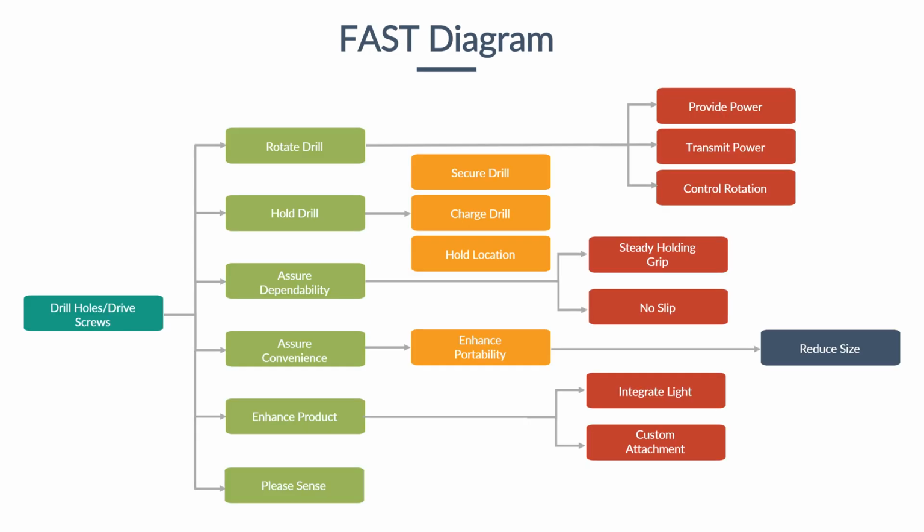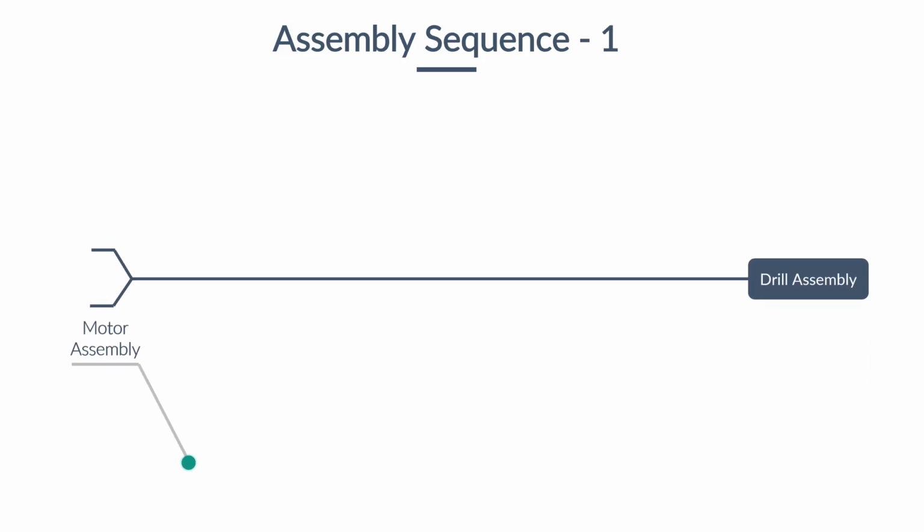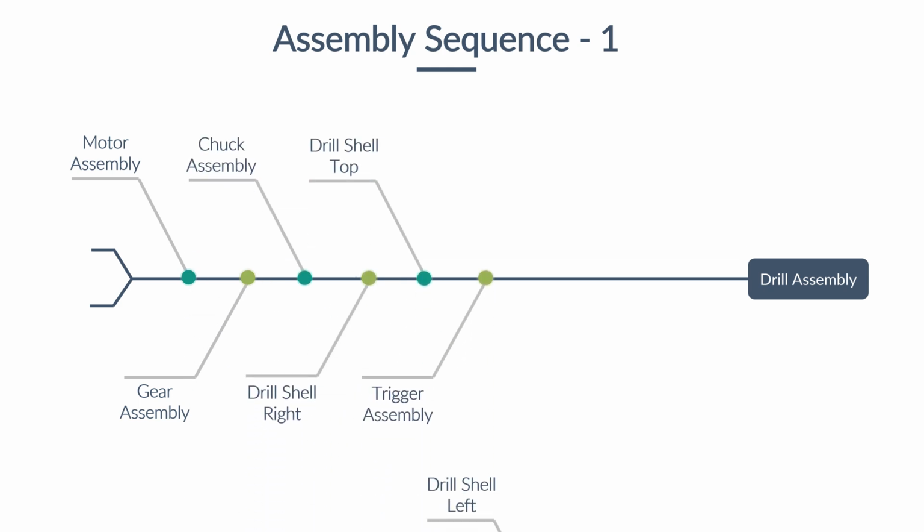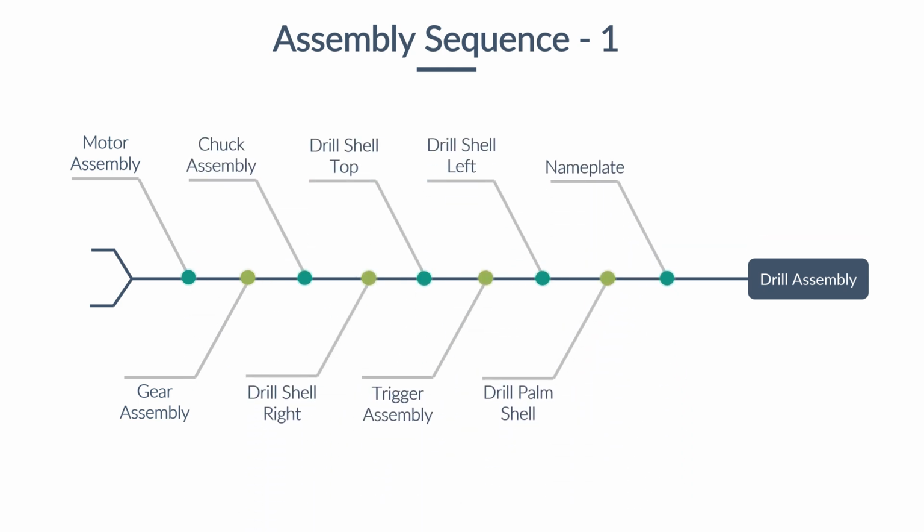A fast diagram was constructed, allowing us to break down a cordless drill into its main functions for further analysis. You can see the diagram attached in this slide. Given the components in a cordless power drill, two assembly sequences were derived to illustrate and improve on the assembly process.